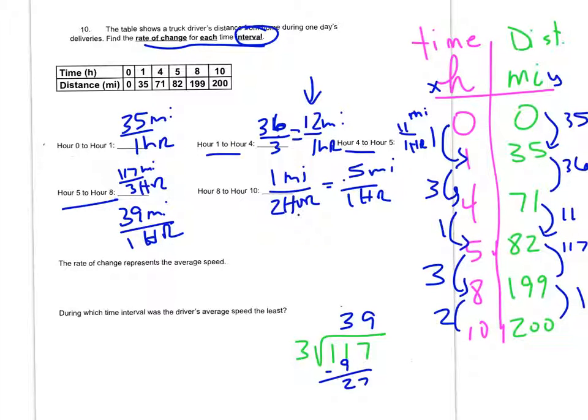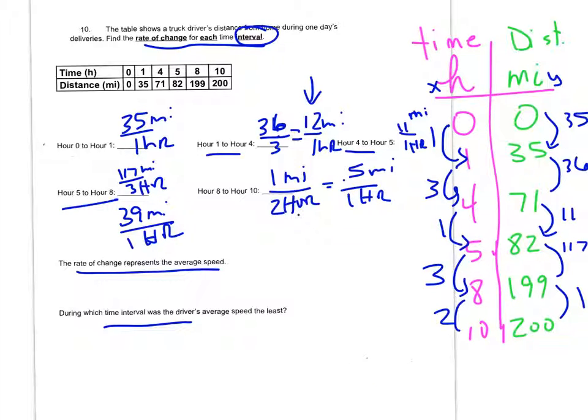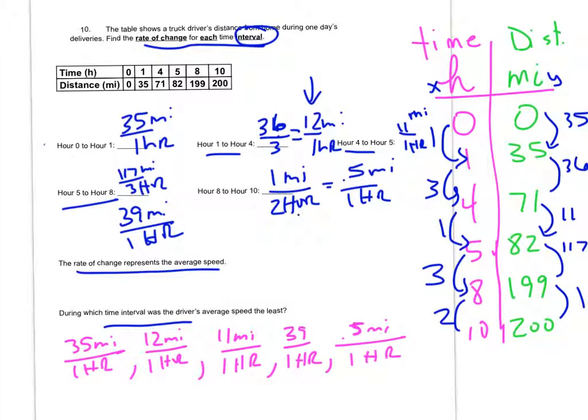Now, the rate of change represents the average speed for that time interval. So during which interval was the driver's average speed the smallest? Okay? So in this case, you need to look at all the time intervals and pick out which one is the smallest. So the last thing I've done for you is, this is the first interval, second interval, third interval, fourth interval, and fifth interval.